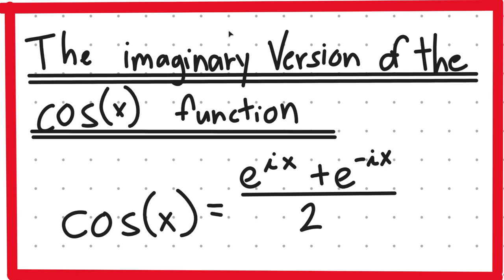A video of Daishinfinity. In this video we're going to talk about the imaginary version of the cosine of x function, which states that cosine of x is equal to e to the ix plus e to the negative ix over 2. So in this video we're going to use Euler's formula, e to the ix is equal to cosine of x plus i sine of x, to prove this formula.